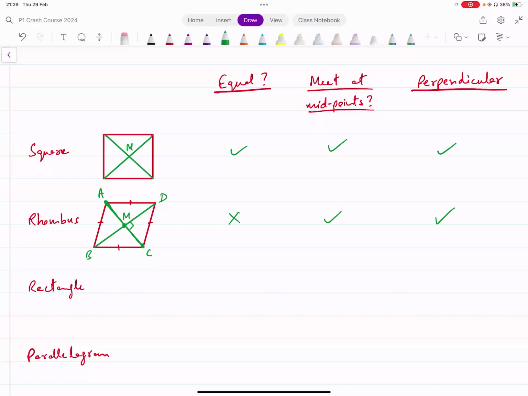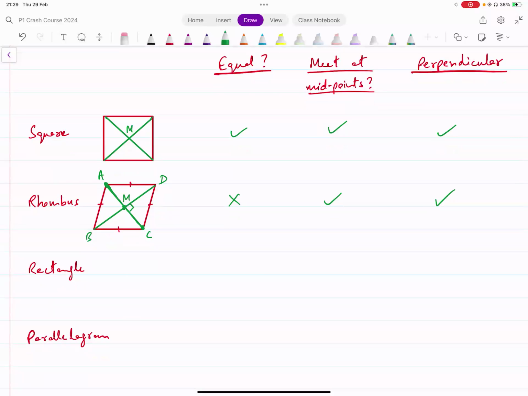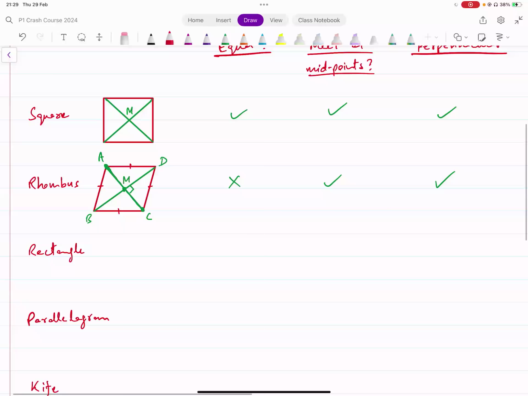These diagonals are also perpendicular. In a rhombus as well, the diagonals are perpendicular. So in a rhombus, the diagonals are not equal, but they meet at midpoints and they are perpendicular. What about a rectangle? Let's look at a rectangle now.